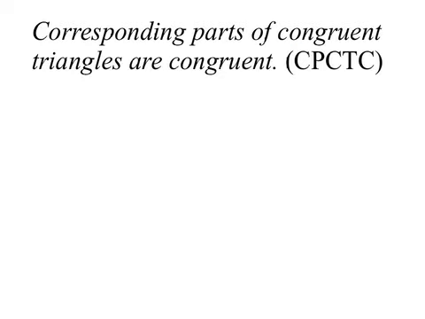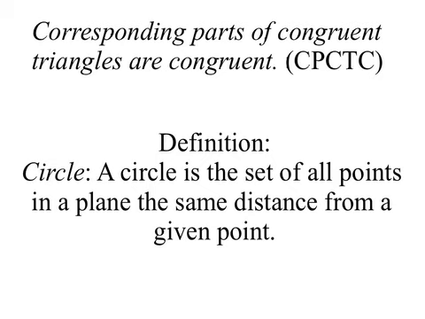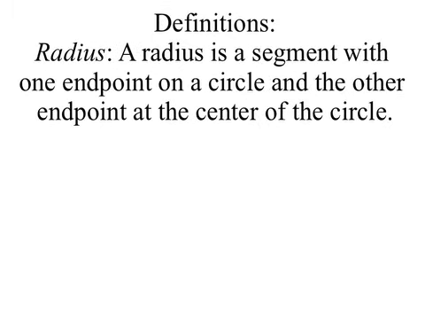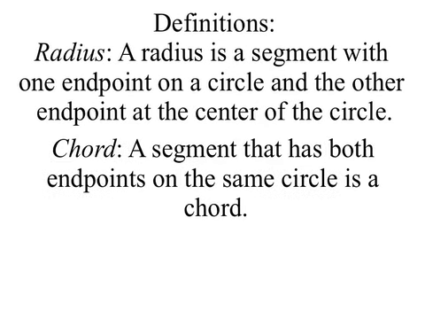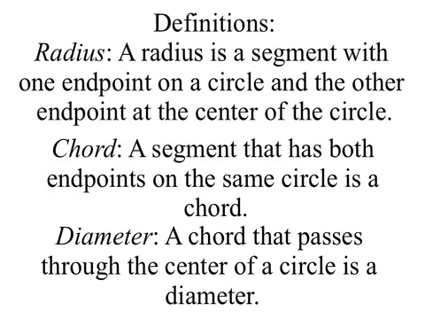In this lesson, we've stated that corresponding parts of congruent triangles are congruent, which has a commonly used acronym CPCTC. This is a restatement of the definition of congruent triangles. And then we stated the definition of a circle, which many of you already knew. We also stated the definitions of radius, chord, and diameter.